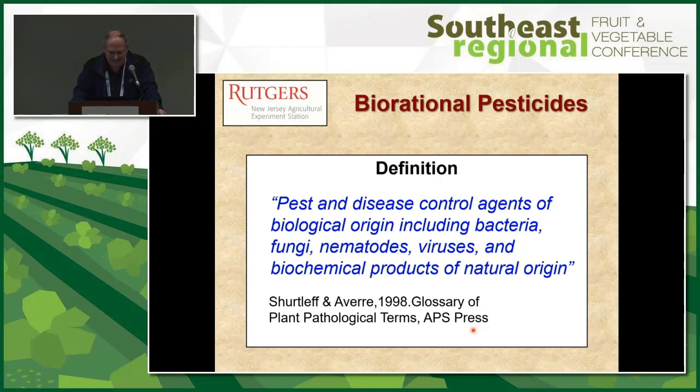Biorational pesticides: pest and disease control agents of biological origin, including bacteria, fungi, nematodes, viruses, and here's the phrase that's real important, biochemical products of natural origin.